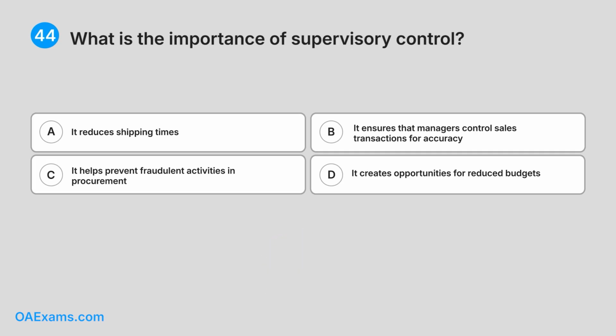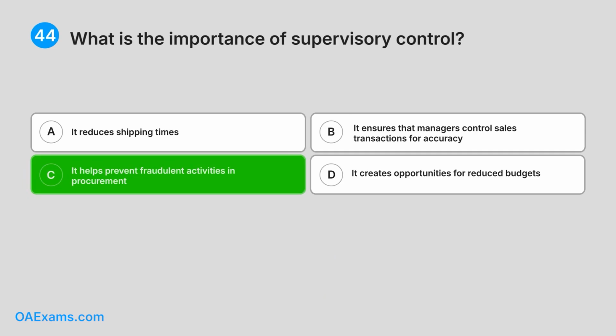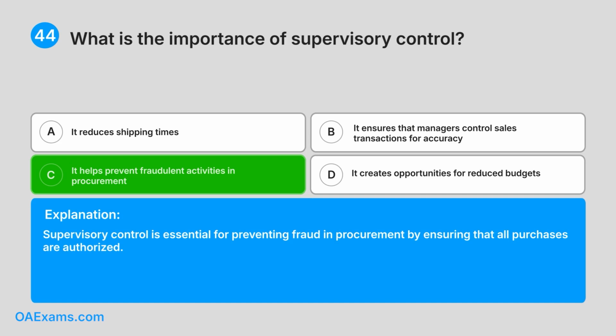Correct answer. C. It helps prevent fraudulent activities in procurement. Explanation. Supervisory control is essential for preventing fraud in procurement by ensuring that all purchases are authorized.